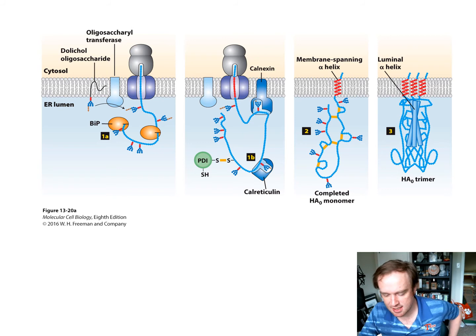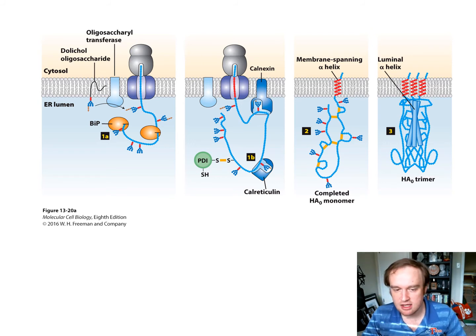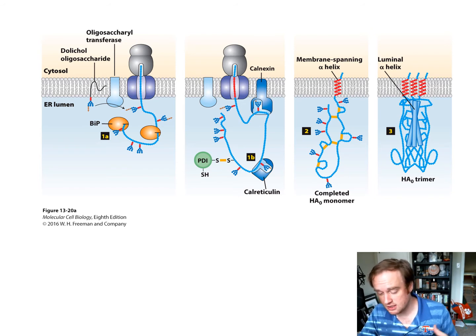And so in this example here we have hemagglutinin folding and assembly. And this requires chaperones and other ER proteins, including lectins, to facilitate this rapid folding and assembly of this protein as it's being synthesized into the ER lumen.